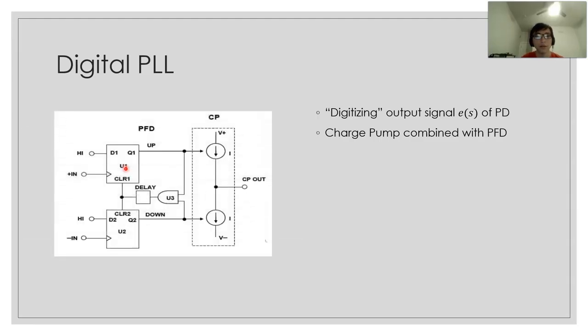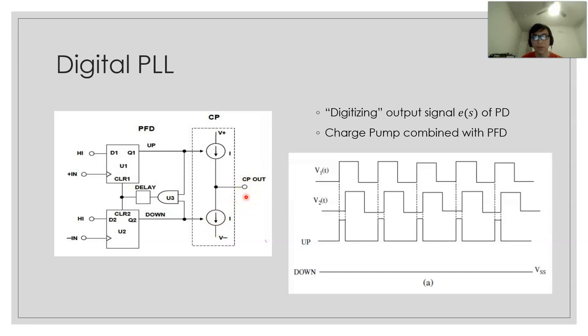However, this one will be a basic implementation of how we can use a phase and frequency detector, like we discussed before, in combination with a charge pump to digitize the signal. So in here, it would either be 1 or 0, and there's a waveform of up and down to control.